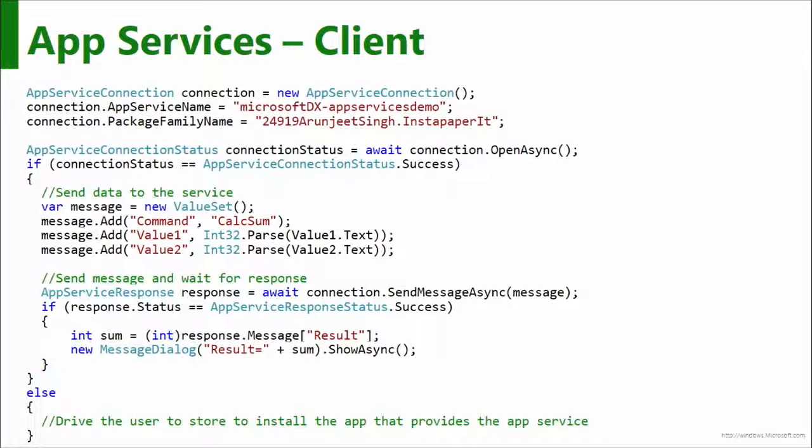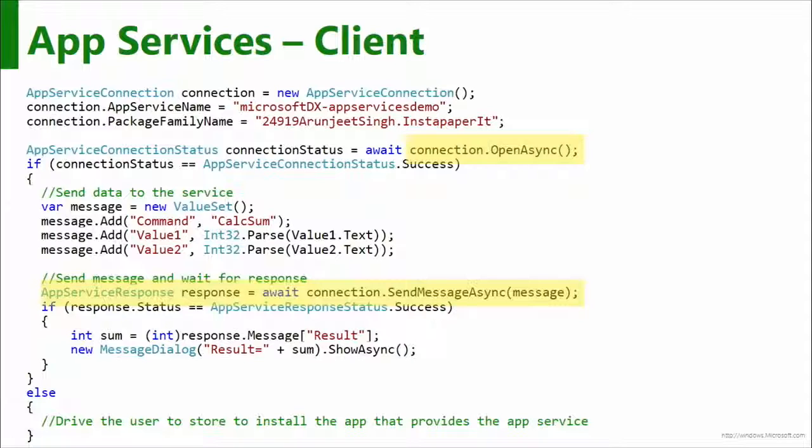So the essentials here is that you have an app service connection at the top there. You instantiate an app service connection, and that takes on it the name of the target service and something called the package family name. When you submit an app to the store, when you register it with the store, you get given a package family name, which is this combination of the publisher and the actual app name itself, and they are guaranteed unique. So every app has a unique package family name.